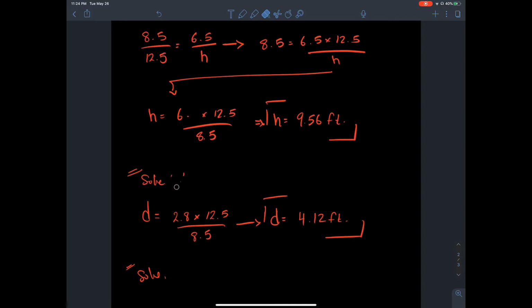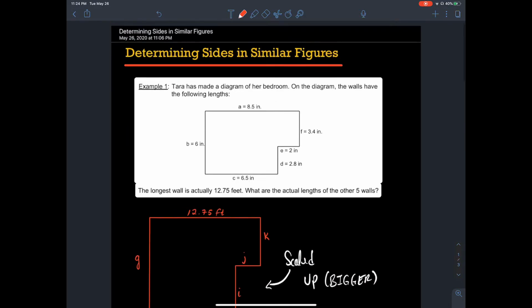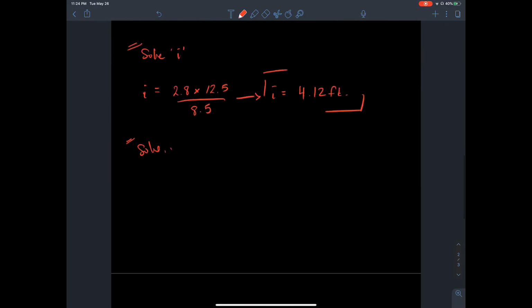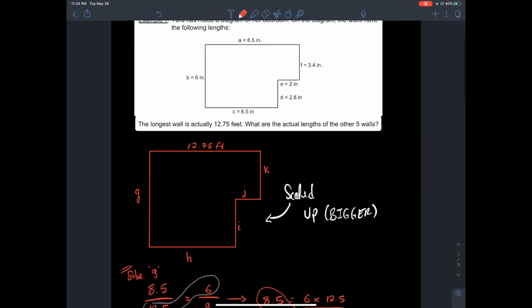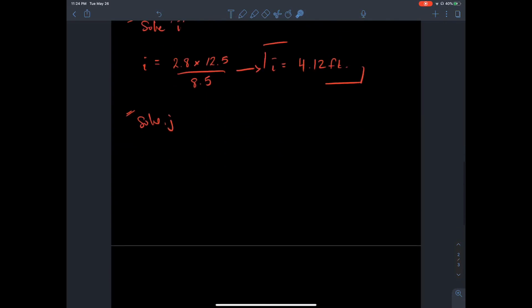H. I. What are we up to next? J. We're up to J. Solve J. So what are we going to get for J? Well, J is on its original. It was 2 inches that she wrote. So we'll just plug that in. We got 2 times 12.5 over 8.5. It's going to be 25 divided by 8.5. We get 2.94.